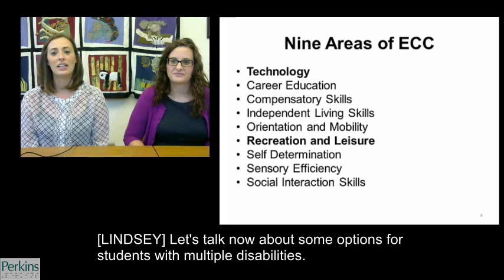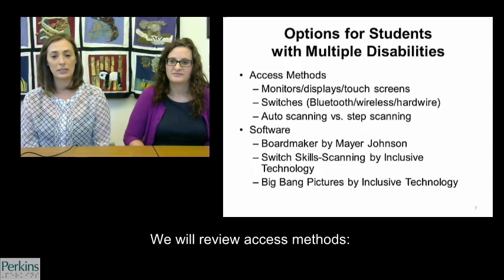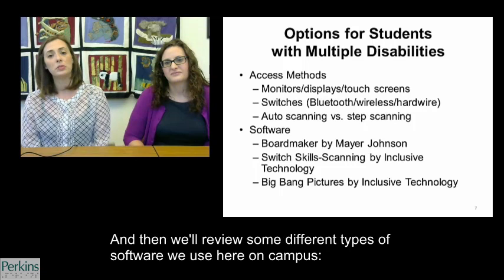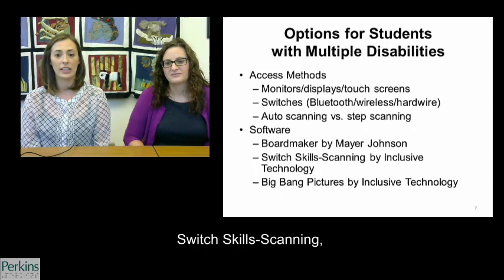Let's talk now about some options for students with multiple disabilities. We will review access methods, monitors, displays, and touchscreens, different switches, Bluetooth, wireless, and hardwired, auto scanning versus step scanning, and then we'll review some different types of software we use here on campus, BoardMaker, Switch Skills Scanning, and Big Bang Pictures. First, we're going to review some different types of viewing screen.